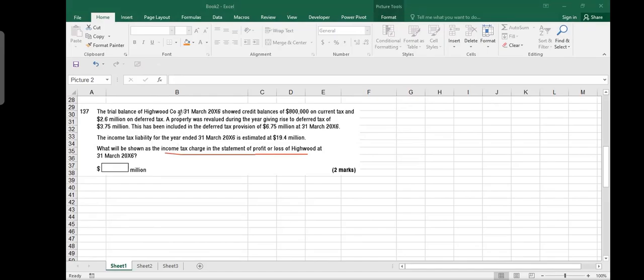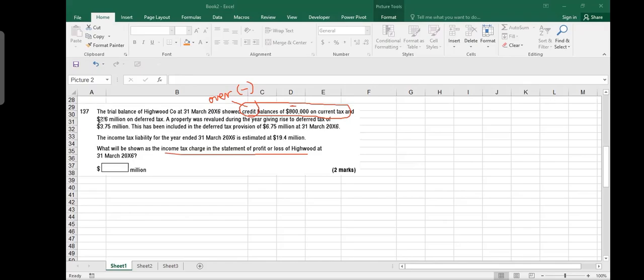The trial balance of Highwood Company at 31st March showed a credit balances of 800,000 on current tax. So within your trial balance, this is a credit balance. Actually, when it is a credit balance, you should consider it that it was an over provision in the previous period. It means that we have over provided. Okay. Credit balance. Debit balance means under provision. Credit balance means over provision, and we should subtract it from your current. It means that last year we calculated $800,000 more. When you have a credit balance, it means that you calculated $800,000 more. So in current year tax calculation, we should be subtracting this amount.